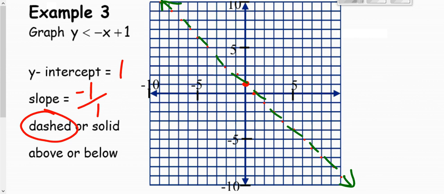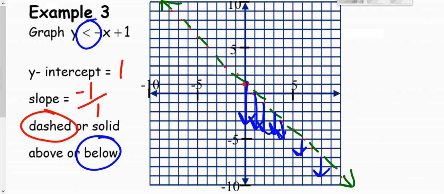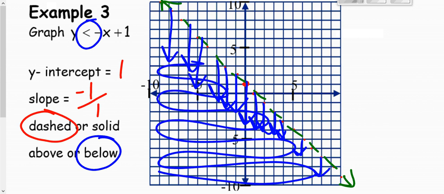Is it going to shade above or below? So first of all, what symbol is this? That is a less than. When you think of less, would you think of above or below? I think of below, down, right? Fewer. So from every point that I graphed, I'm going to draw an arrow going straight down. Do you see how those lines are along the lines that were already on my graph? They're just going straight down. And that shows me I'm shading this side of my line.